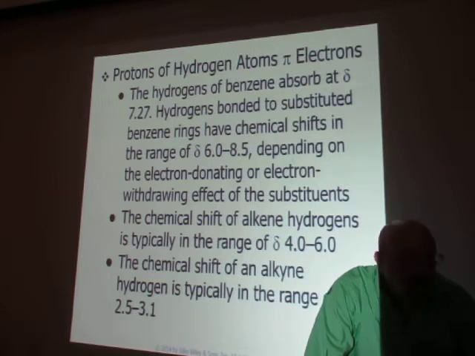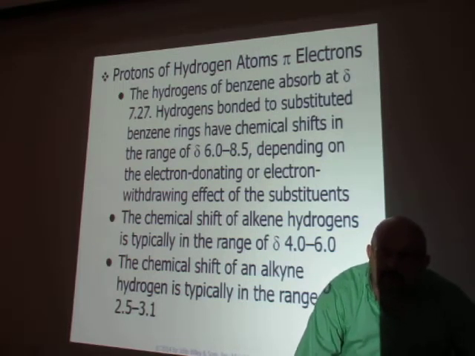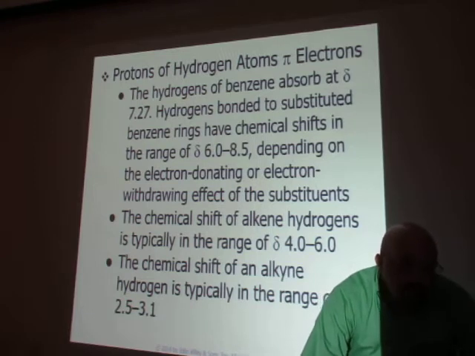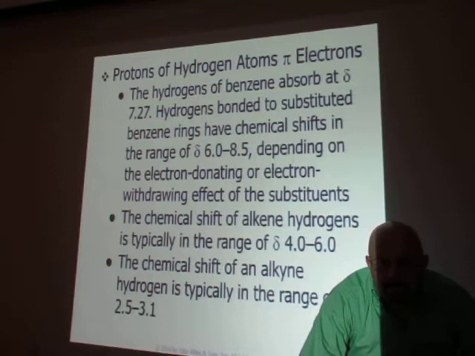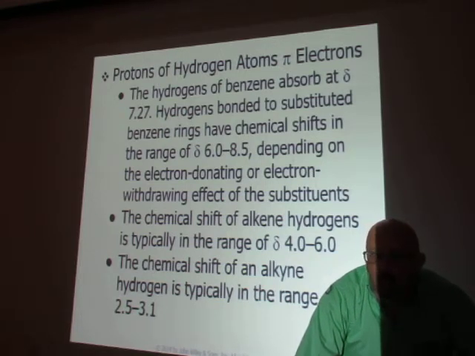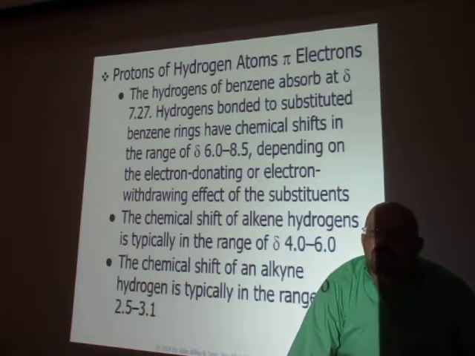6.5 to 8, or you could even make that 8.5 if you want to. You rarely see them all the way up there, but about 6.5 to 8. Those are protons on an aromatic ring. Now, we recently learned in lecture about aromaticity, and we went through all of these rules of aromaticity, but there are always exceptions to every rule.